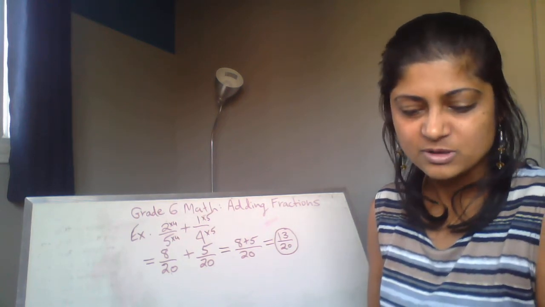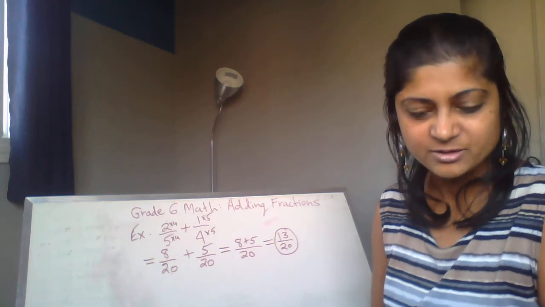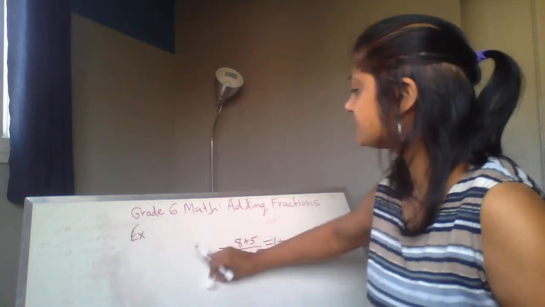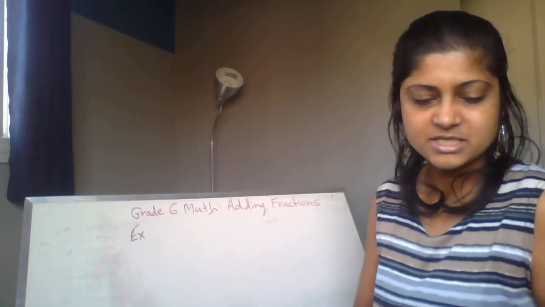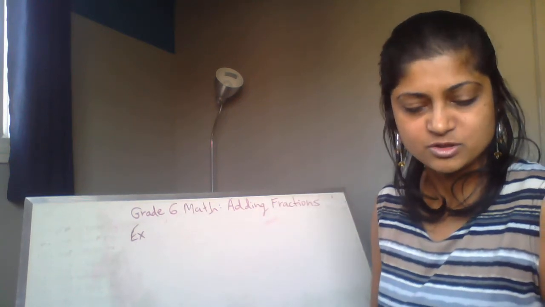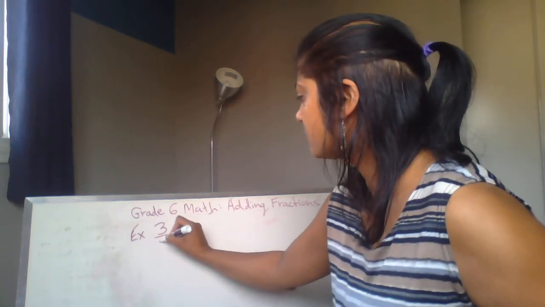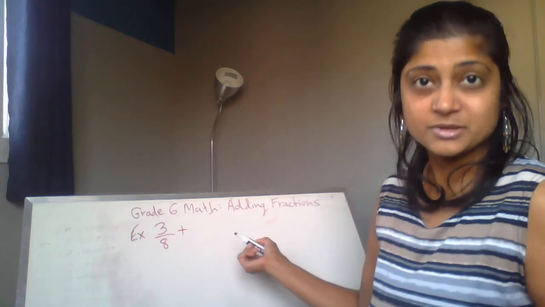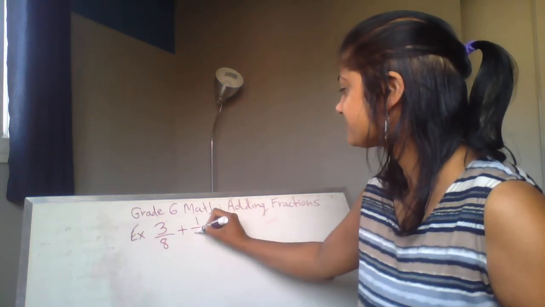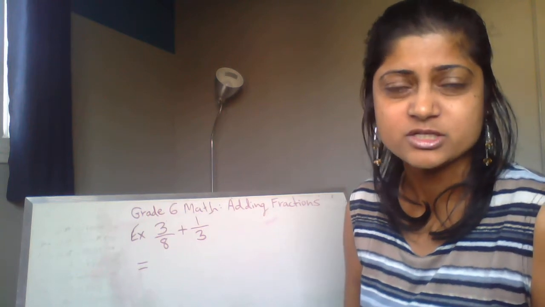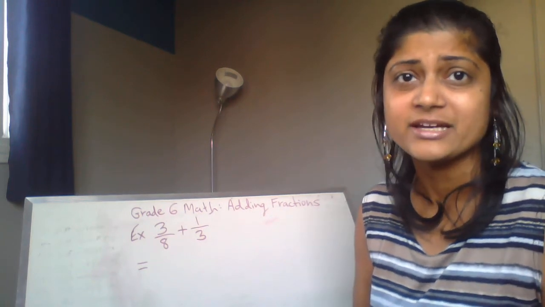Okay, so let's try one more example because I think we are getting really good at this. Okay, so let me take this off. Okay, and we're going to do basically a question similar to this example that we just did right now. So let's try 3 over 8, okay, plus 1 over 3. And again, make sure you take your time as you're doing these questions. We want to make sure we're getting the right answer.